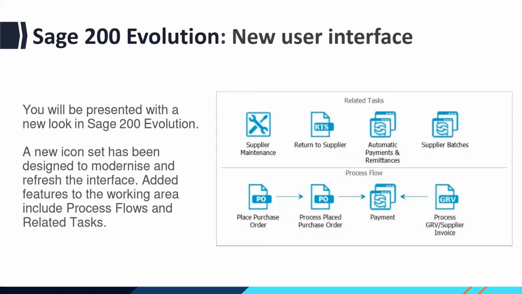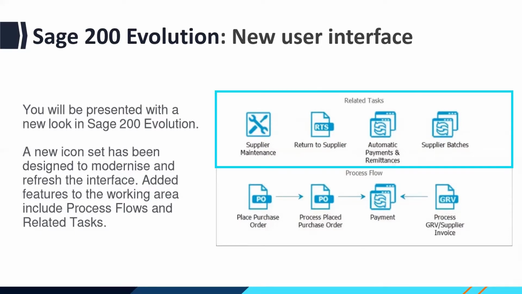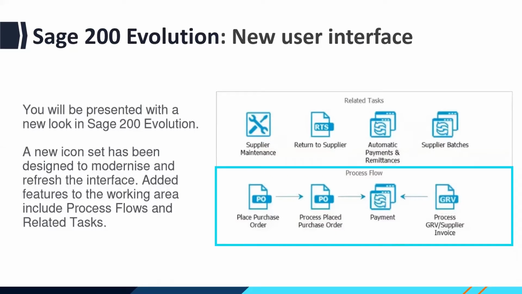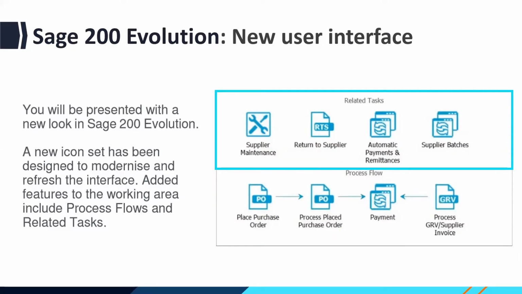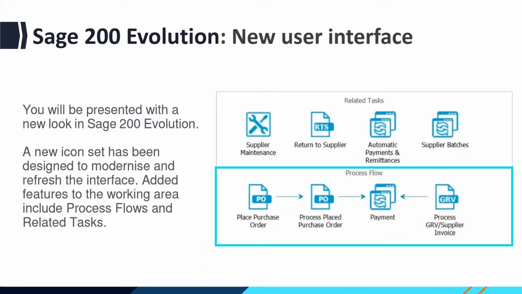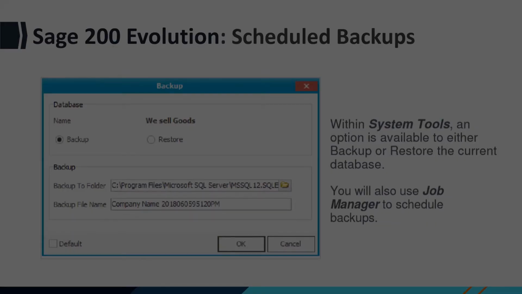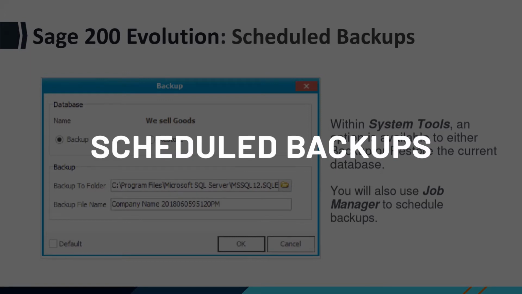In any screen, you will have two sections. You'll have a related tasks section as well as a process flow section. The related tasks section are the tasks that your employees will use on the system from a day-to-day basis, and the process flow shows the flow of documentation such as purchase orders, placing of orders, payments, and processing of GRVs and supply invoices. This new feature is to enable a user to schedule a backup from within the application.